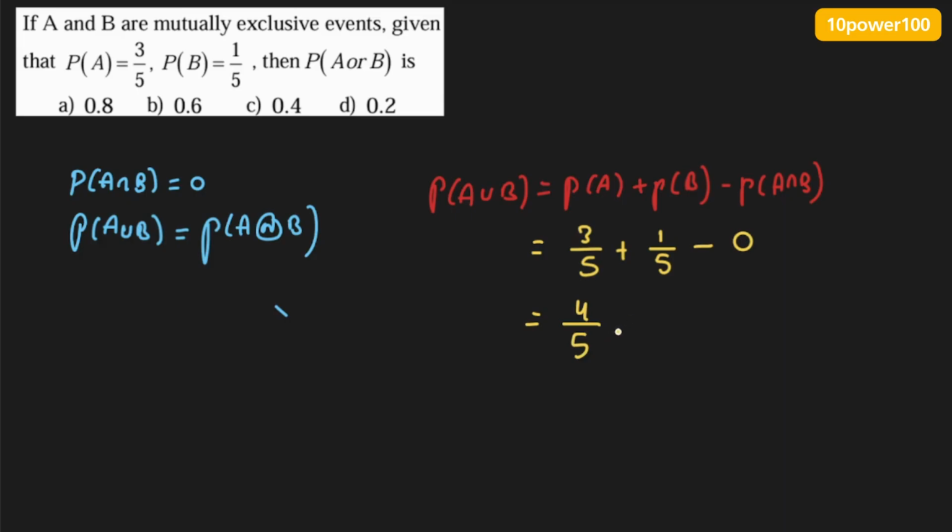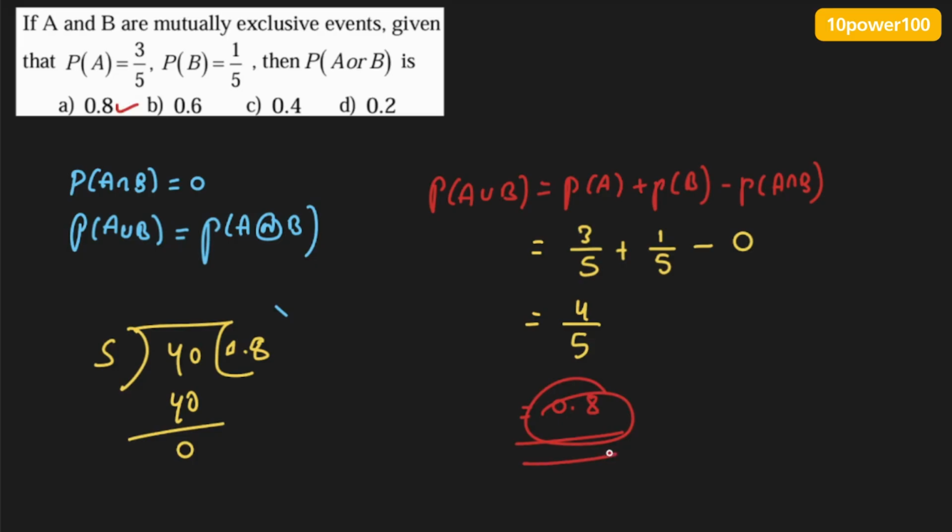So what is 4 by 5? Okay, let's divide 4 by 5. 5 eights are 40, so it is 0.8. Option A, 0.8, is the answer.